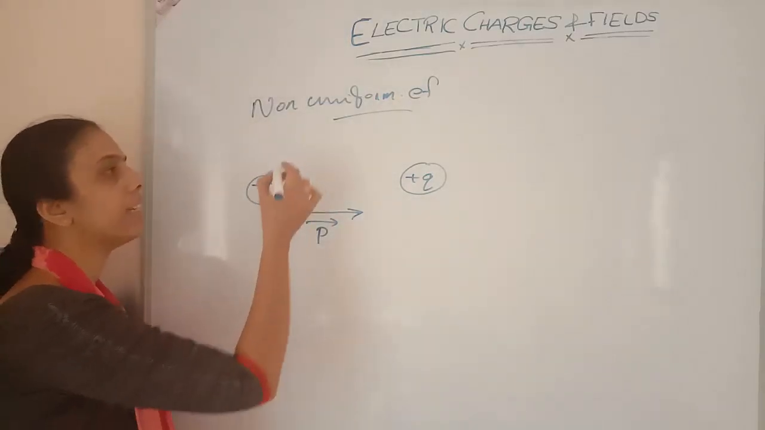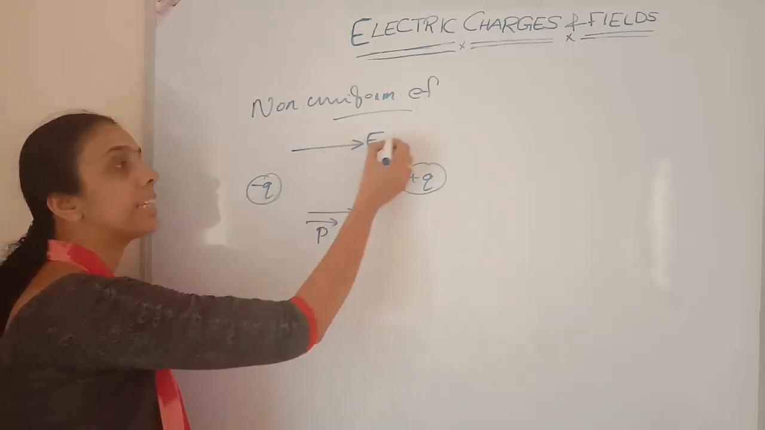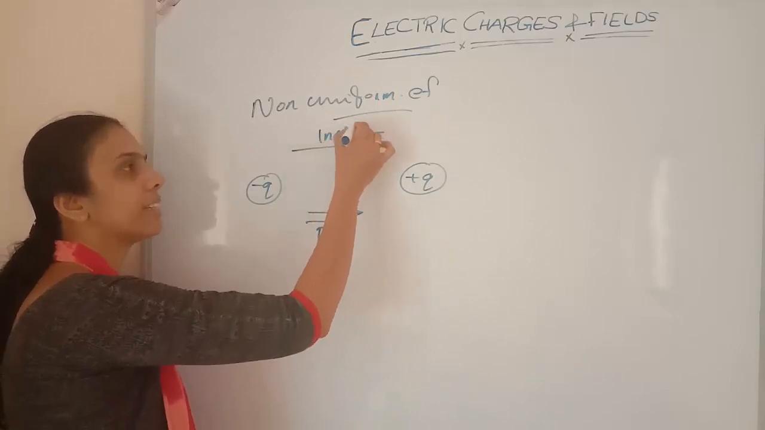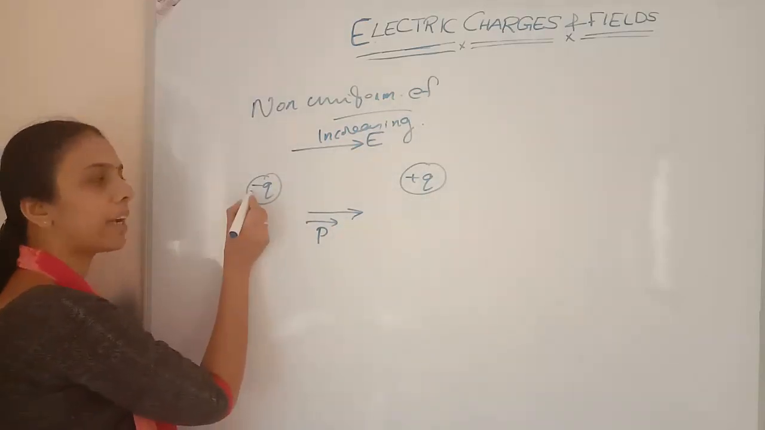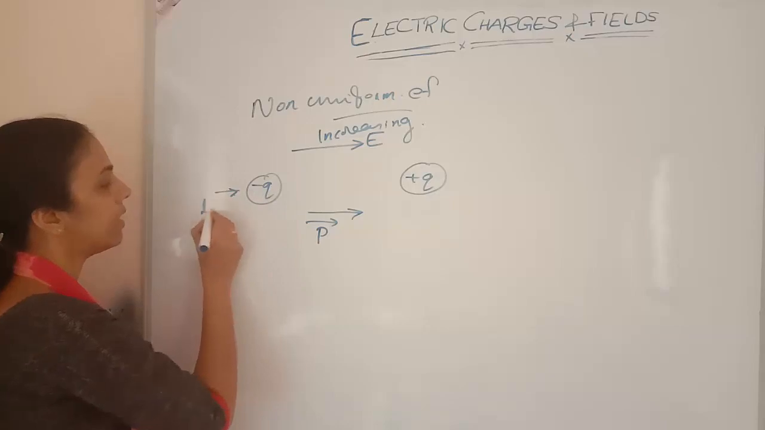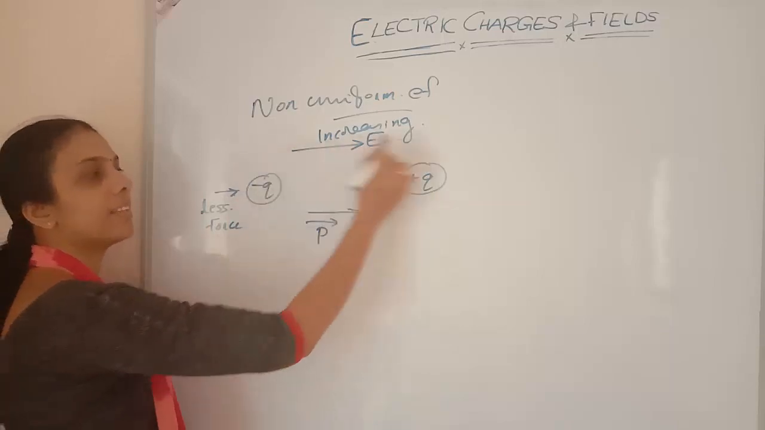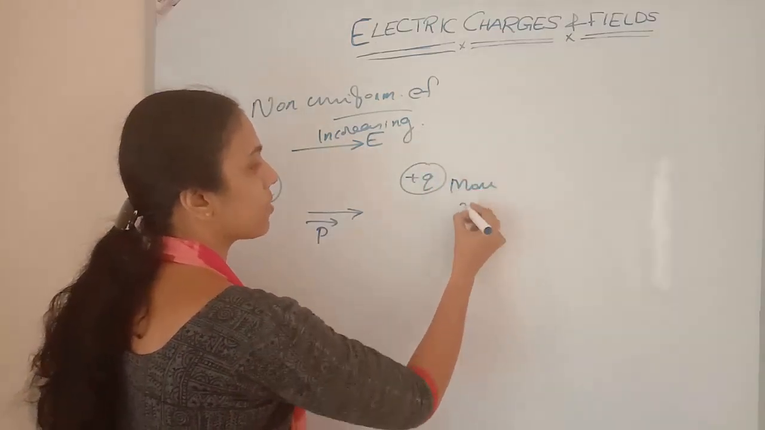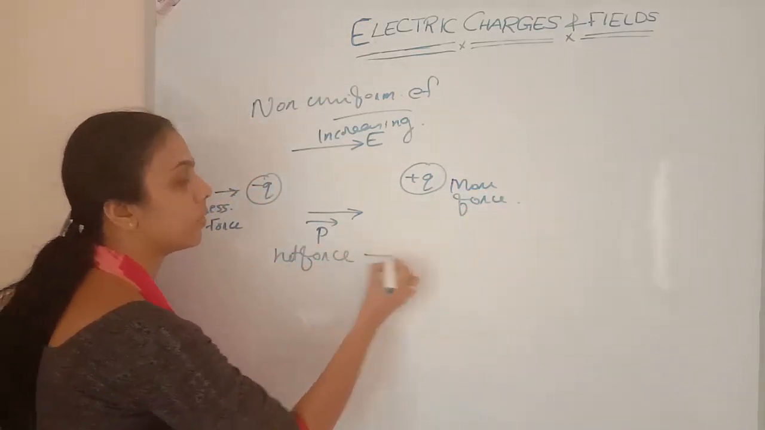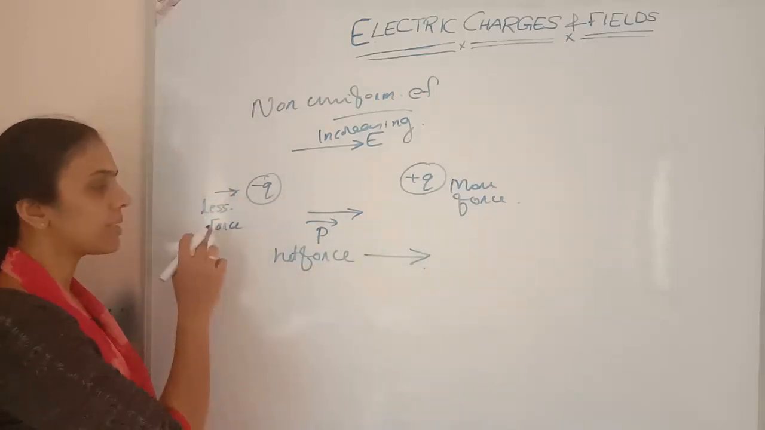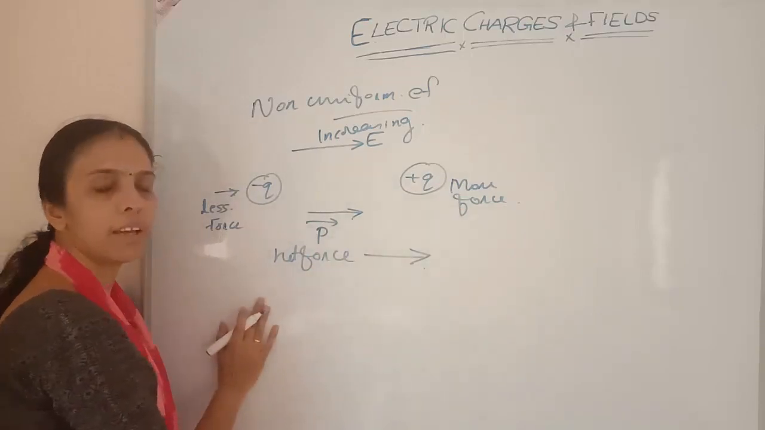Now, the electric field is also acting in this direction. The electric field is increasing in this direction. So here the force acting is minus QE, which is less force because the electric field is less here, and this is more force. So the net force will be acting in which direction? Net force will be acting in this direction, because this is less force and this is more force. The direction of more force will be the direction of net force.